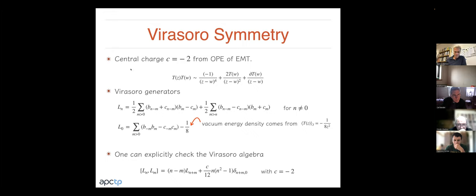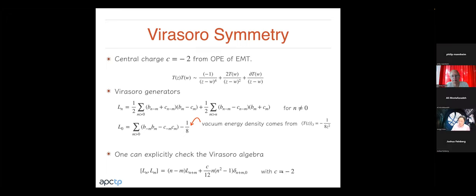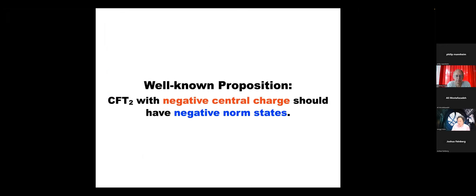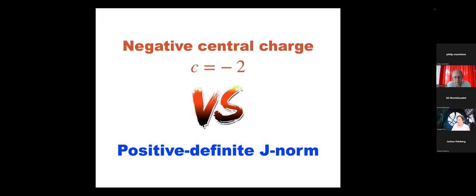But it's known that this model has a negative central charge. You can prove it. This is just a simple exercise because it's almost the same as a free scalar field. For example, you can get this answer from the OPE, or you can explicitly calculate the Virasoro generators and the Virasoro algebra with the c and b anti-commutation relations. Then you also obtain a central charge of -2. So there is no doubt about the central charge. But this model has negative central charge and yet positive J norm. It seems to contradict the well-known theorem.